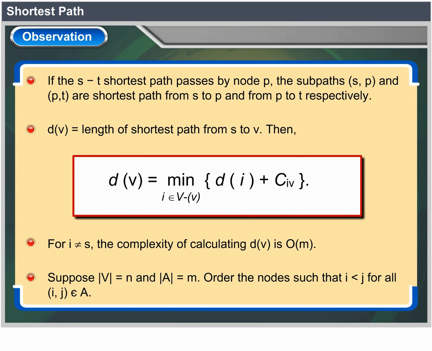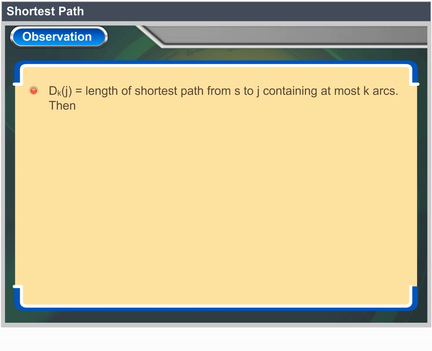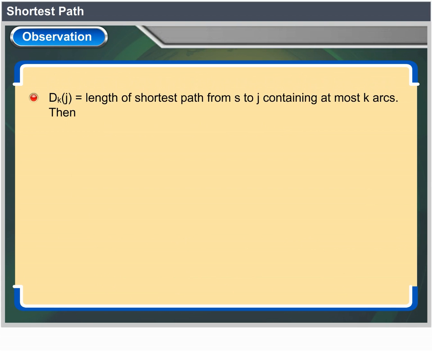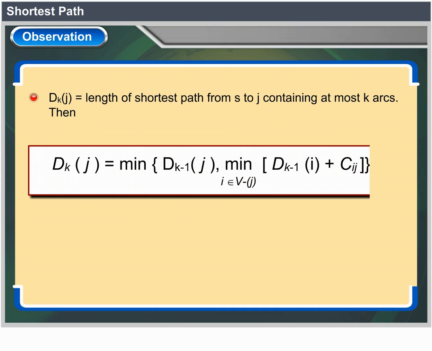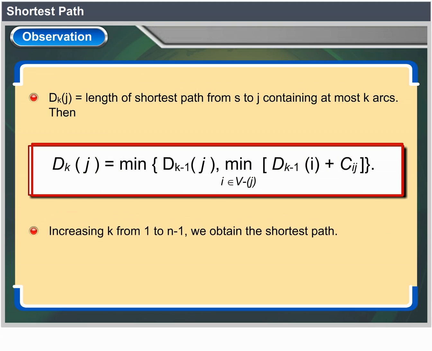Dk(j) is the length of the shortest path from s to j containing at most k arcs. Then Dk(j) = min of Dk-1(j) and min over i in V minus {j} of Dk-1(i) + Cij. Increasing k from 1 to n-1, we obtain the shortest path. The complexity of the algorithm is big O of mn.